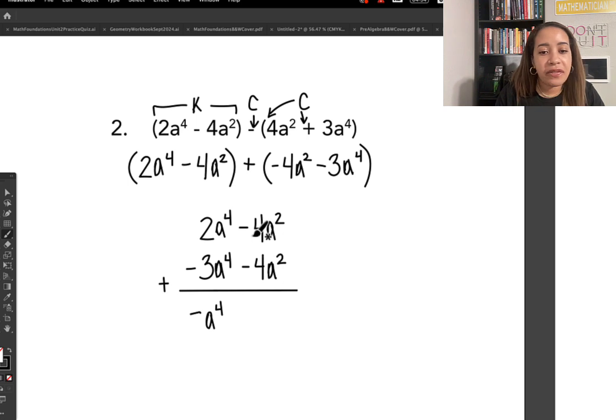Next up, negative 4 plus negative 4. They have the same signs, so we add the numbers together. 4 plus 4 is 8. And since they are both negative, we do get a negative 8. So negative 8a to the 2nd power.